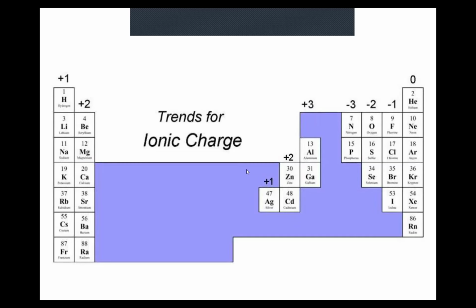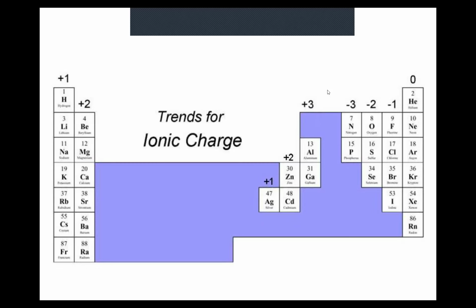Column 2, +2. If you remember the transition metals, the elements kind of in the middle, they have various charges or variable charges. There are some exceptions. Silver is a transition metal that has a stable charge of +1. And zinc and cadmium on the right side of the transition metals also have stable charges of +2, even though they're within the transition metal block of the periodic table. Other elements that you should be aware of, column 13 has a +3 charge.